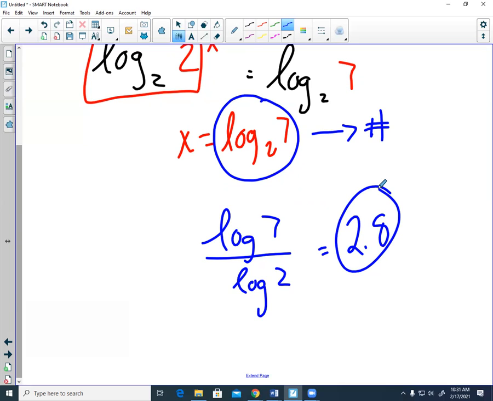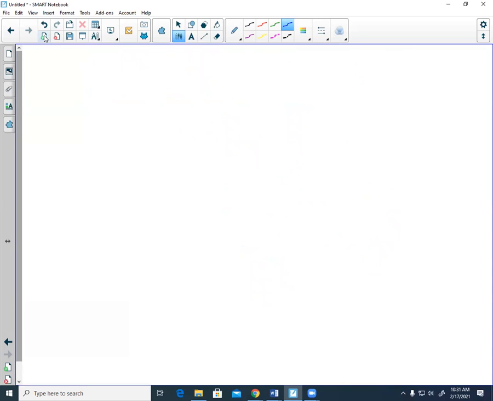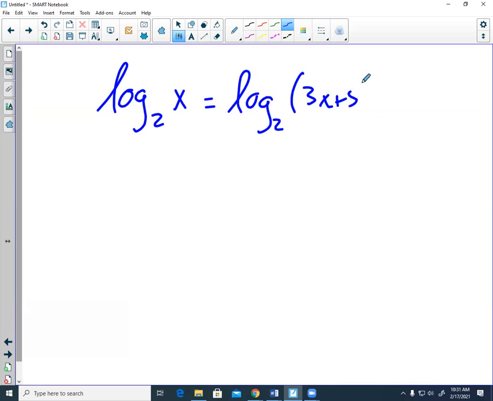It really isn't that bad. If you understand how to solve for inverses, then you really understand solving log equations. All right. So when you're dealing with logs, it's the exact same concept. If I have something like log base 2 of x equals log base 2 of 3x plus 5, the same exact thing is true that it was before.